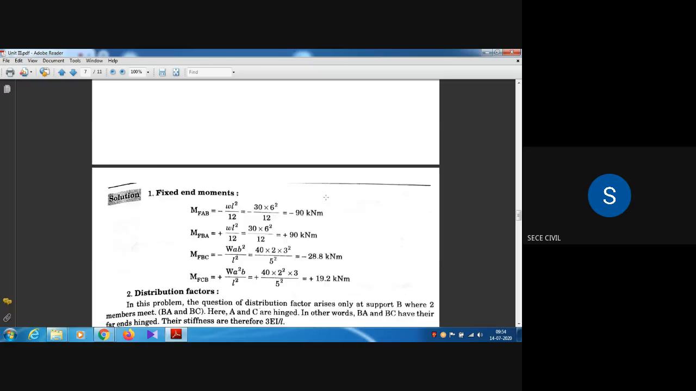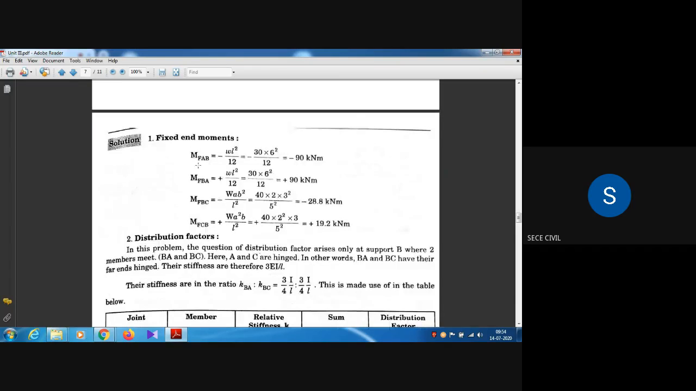First we calculate the fixed end moments. MFAB is equal to minus WL square by 12. W is the UDL load, that is 30 kilonewton per meter, and the length of span AB is 6 meters, so 6 square by 12. We get the fixed end moment as minus 90 kilonewton meter. So MFBA will be plus 90 kilonewton meter.